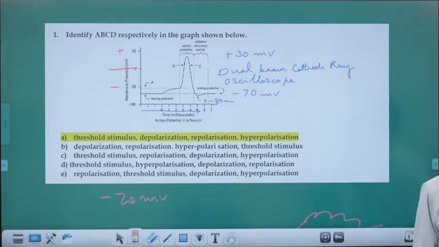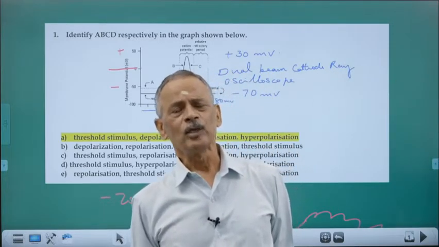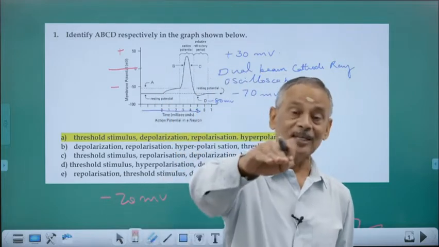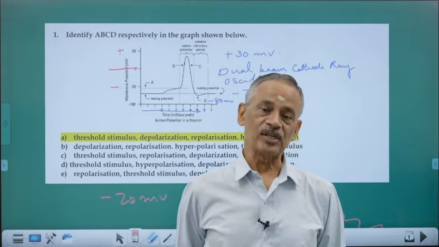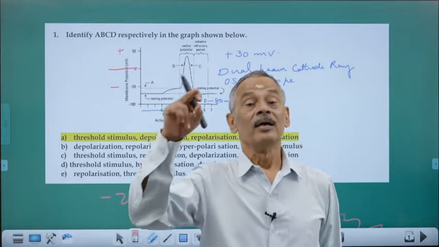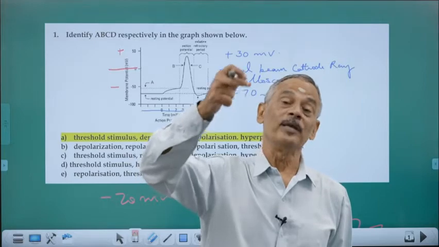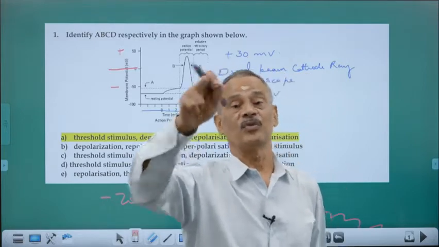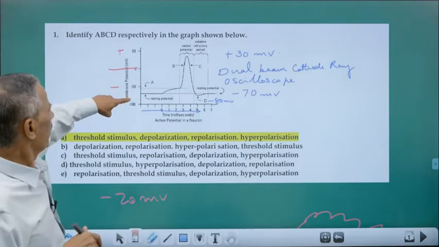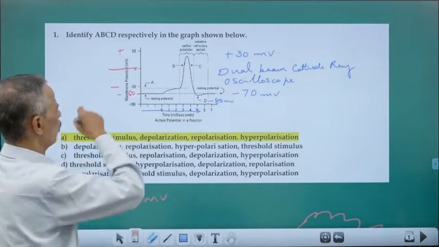That minimum strength required for activating a neuron is called the threshold value. So it should be minimum 10 to 15 millivolt higher than that of the resting potential. Resting potential is minus 70. So this should be at least 10 to 15 higher. That means it should be minus 60 or minus 55. So minimum minus 60 we have to give. That minus 60 is the threshold.